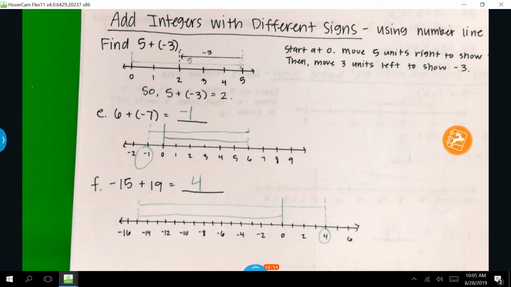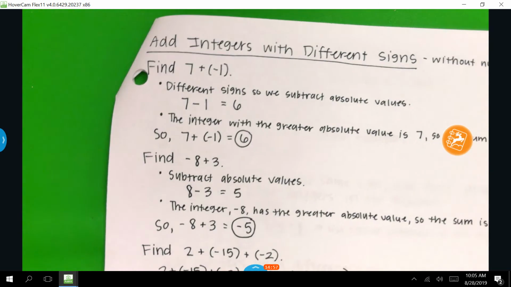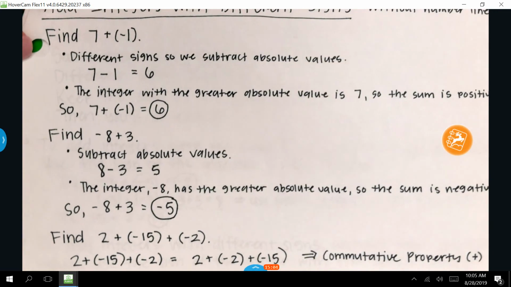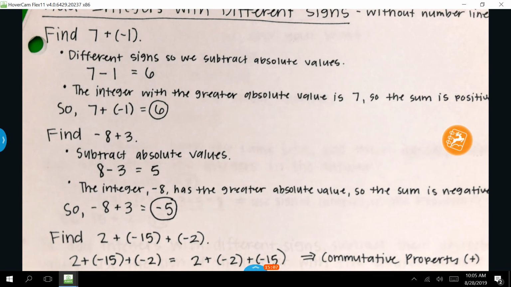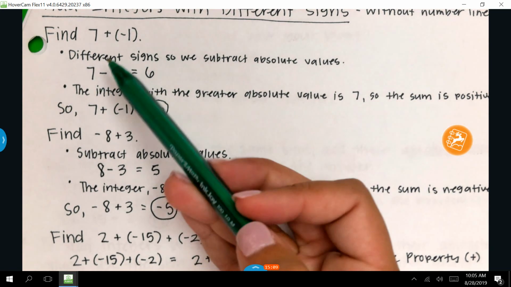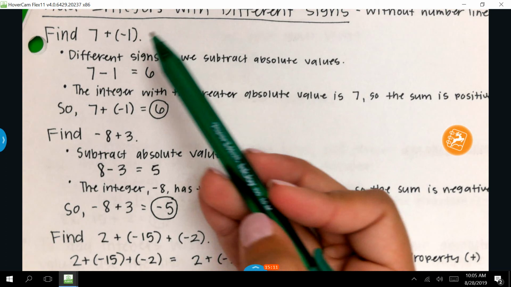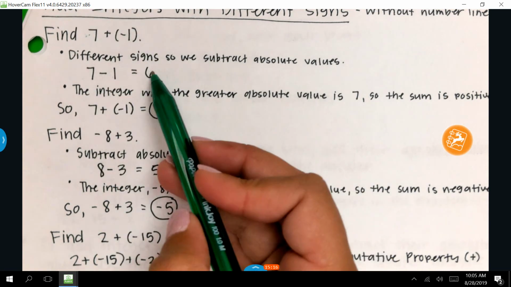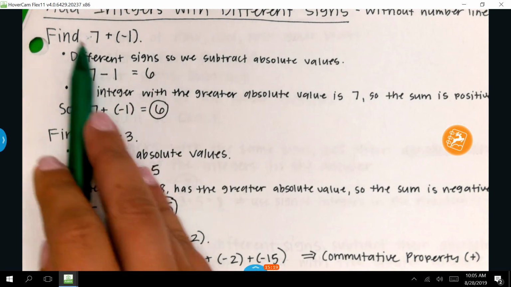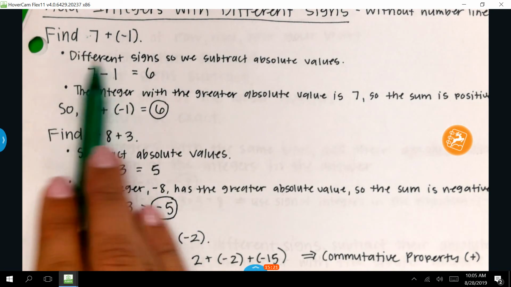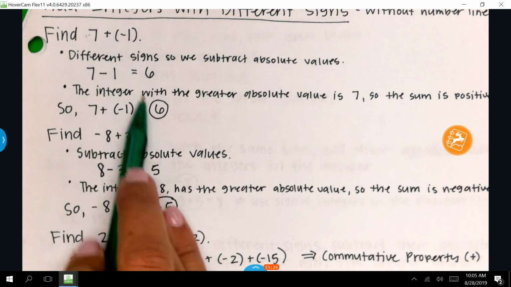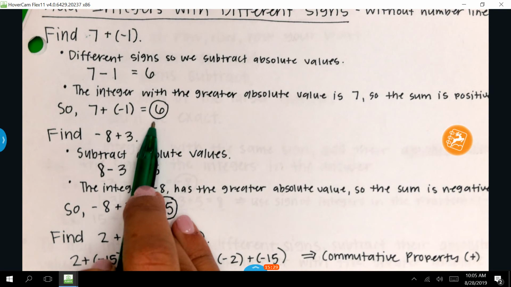All right, flip over. Adding with different signs, now without that number line. So we're using our song again. Same signs, then you add, different signs subtract, keep the sign of the larger number. So 7 plus negative 1, I'm subtracting because I have a positive 7 and a negative 1. So 7 minus 1 gives me 6, but then I have to go back to that original problem and see which one was the larger number. In this case it was 7, and it's a positive 7, so that means my answer is a positive 6. Okay.